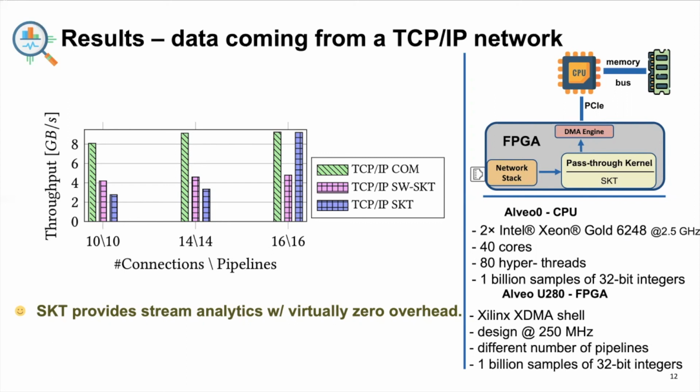Represented in green, it can be observed that the CPU can maintain the 100G TCP/IP throughput with 16 threads allocated for data reception and no sketch computation added on top. When the sketch computation is added on top of the communication, the CPU performance drops to around 4 gigabytes per second, as illustrated in pink. In purple, it can be observed that the FPGA can maintain both the 100G TCP/IP throughput and sketch computation with 16 pipelines allocated for sketch computation.